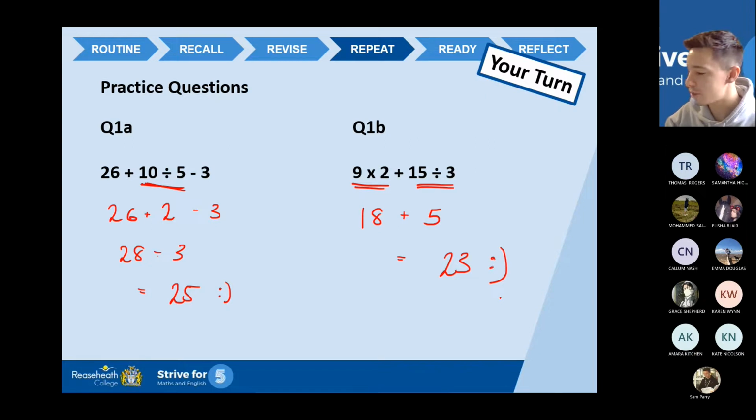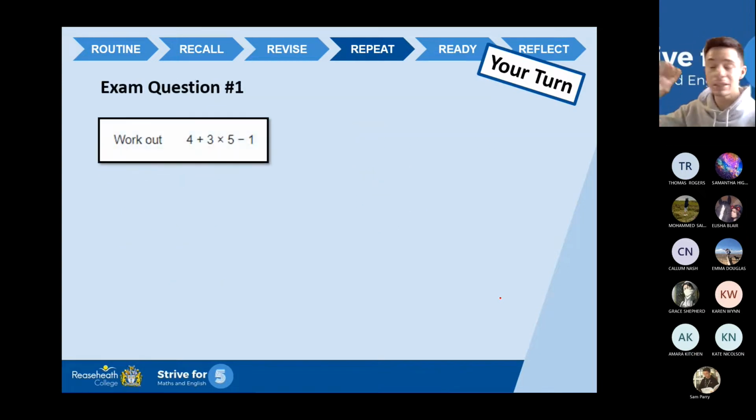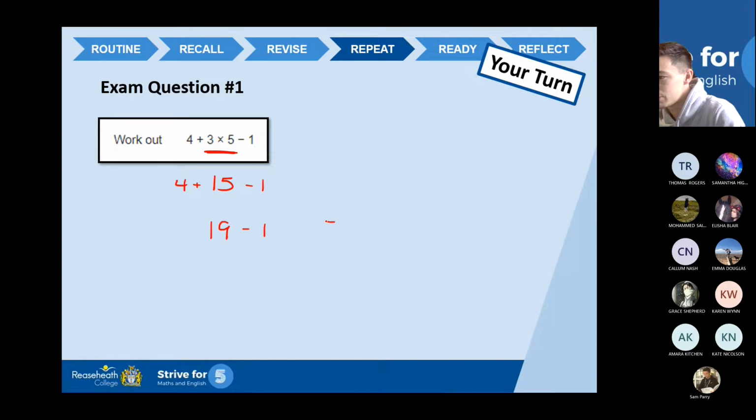Okay. So yeah, you guys all nailed that. And this one, legitimately, it was an exam question. So this is legit an exam question that came up in a past paper. Do multiplication first. So 3 times 5 is 15. 4 plus 15, take away 1. Well, 4 plus 15 is 19. Take away 1 is 18.